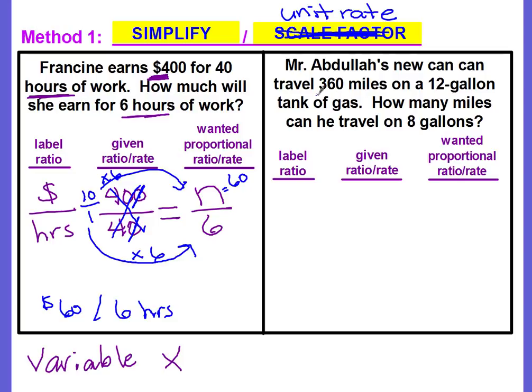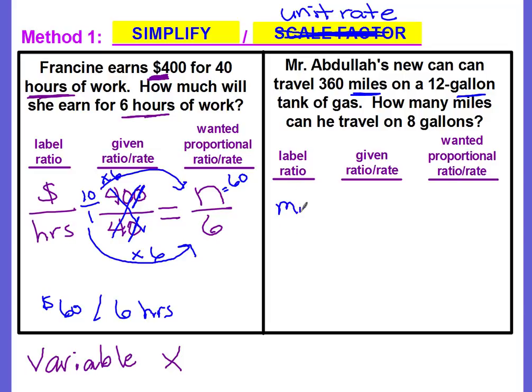Okay, the next one. Mr. Abdullah's new car, that should say car, can travel 360 miles on a 12-gallon tank of gas. How many miles can he travel on 8 gallons? What are we comparing? We're comparing miles to gallons of gas. So let's set up our label ratio.